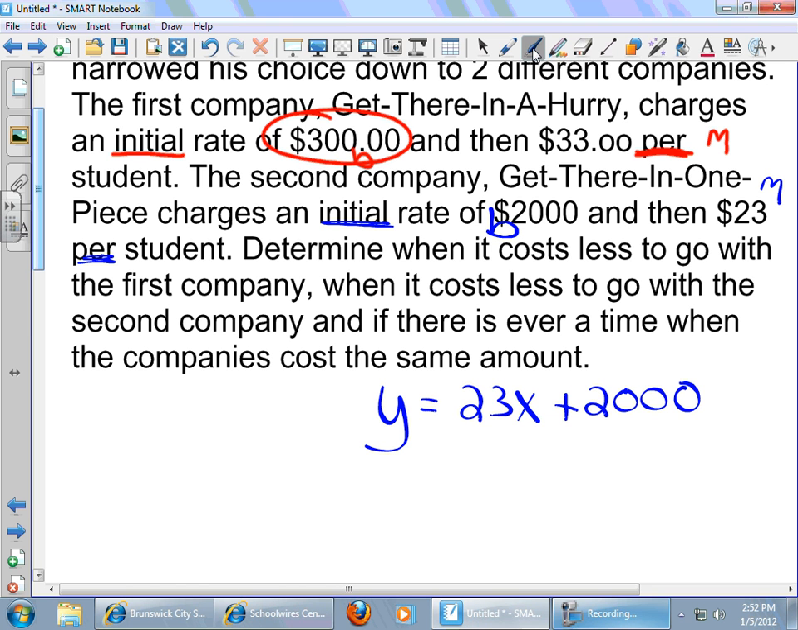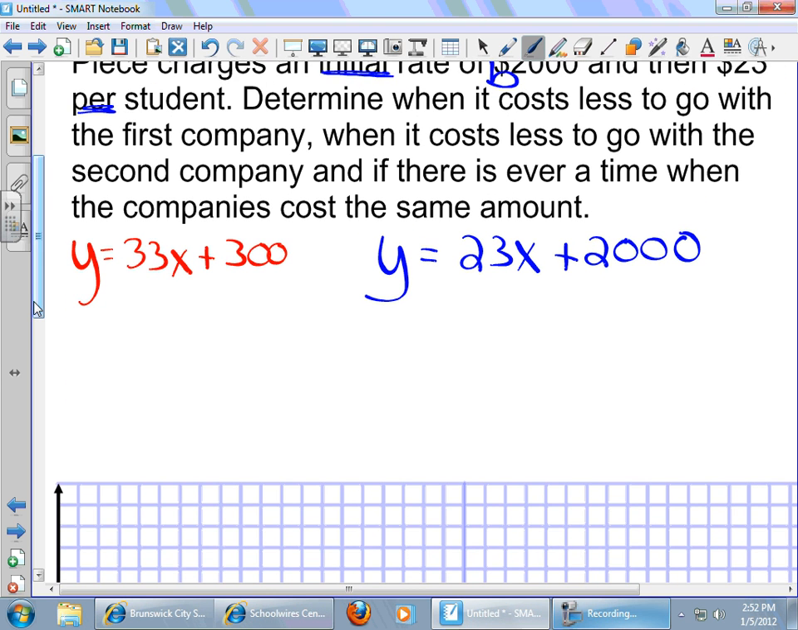Okay. The other one, I believe, will be y equals 33x plus 300. Now some of you right off the bat are going, well, I'm going to go with the red one. Well, that might be a good situation, but what if there's lots of students going? It seems to me that this 33x plus 300 will end up being a larger number than 23x plus 2,000 if x is very large. If we could find out the place where they're equal, then maybe we could figure out the rest of it.